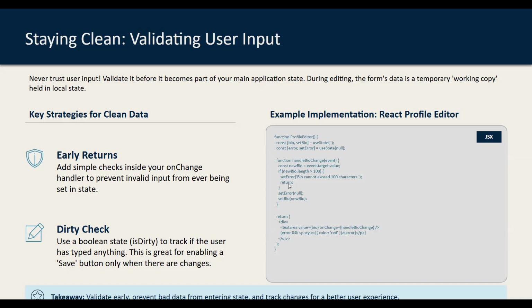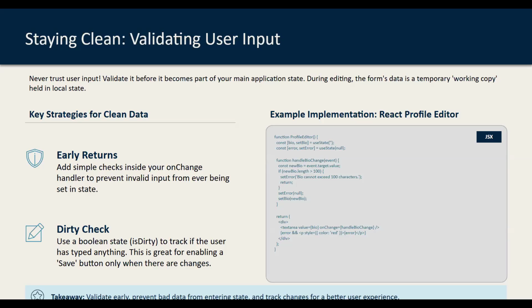So in the example on the right, there is a profile. This is a typical function for our profile editor. It keeps track of both the bio text and an error message. So when the user tries to type in their bio, the handleBioChange event would read the new value.